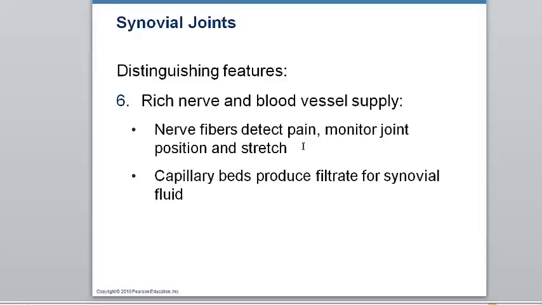Nerve fibers, why do you need nerve fibers? So you do not overstretch that joint. It is a freely movable joint. It is a diarthrotic joint. So that means you are prone to move the joint in a direction where it is not supposed to move, right? So that is the reason why you have a lot of nerve fibers to detect the movement, to detect the position, and all those things. So these are the 6 distinguishing features that you have within your synovial joints.